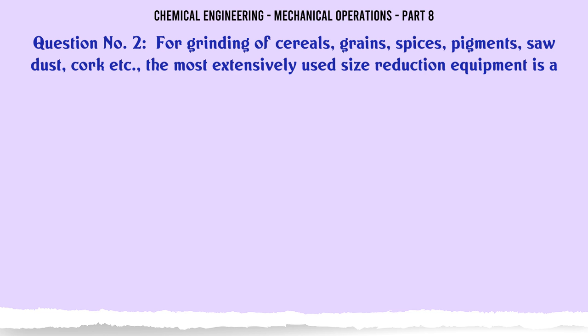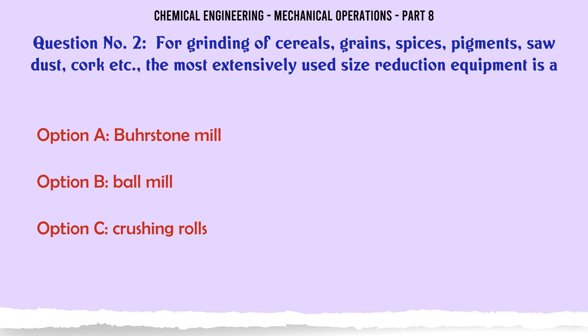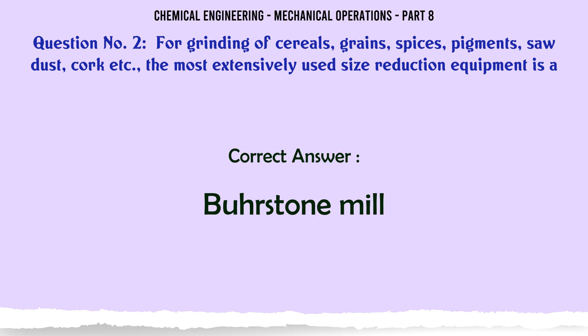For grinding of cereals, grains, spices, pigments, sawdust, cork, etc., the most extensively used size reduction equipment is A. Burstone mill. B. Ball mill. C. Crushing rolls. D. Hammer mill. The correct answer is Burstone mill.